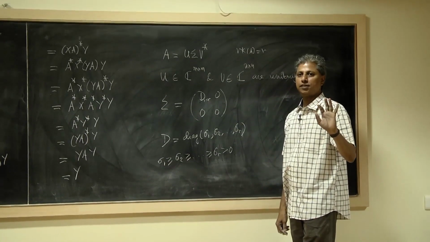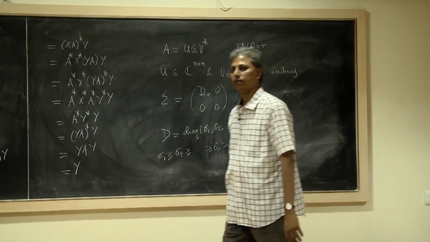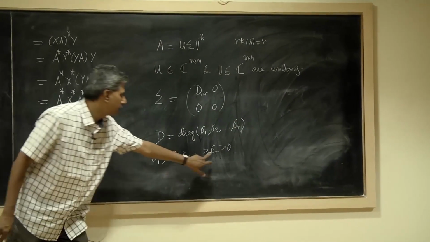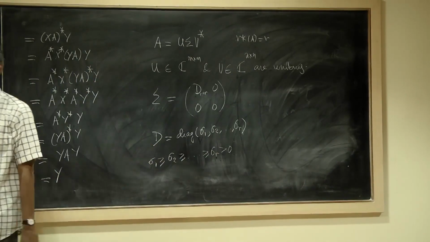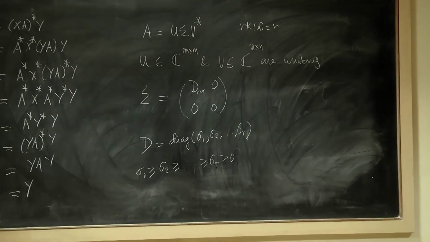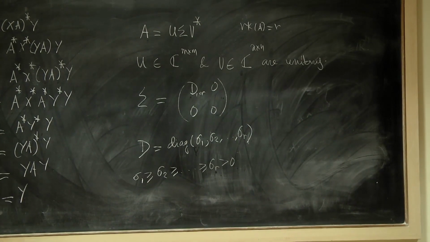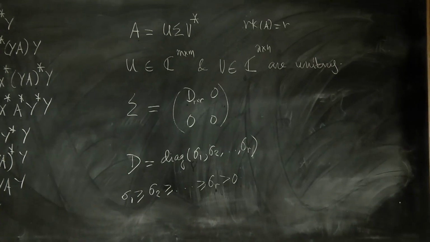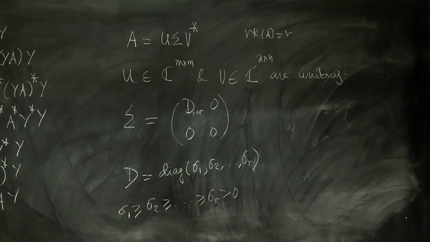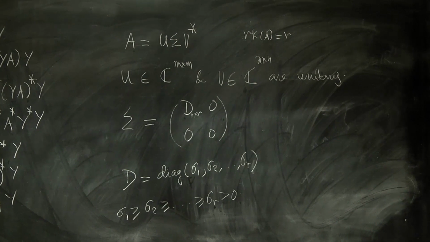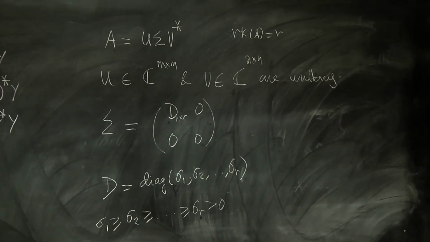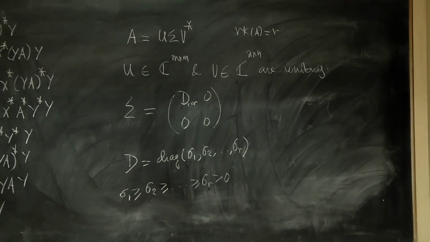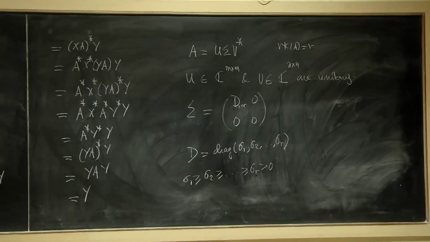Because A star A or A A star is positive semi-definite, these numbers are non-negative. But because the rank is R, each of these will be positive. And you can order them because it's a Hermitian matrix. That is, the squares of these numbers are the eigenvalues of A star A or A A star, doesn't matter. Non-zero eigenvalues will be the same. The rest of the eigenvalues may be padded by zeros. This is the singular value decomposition.